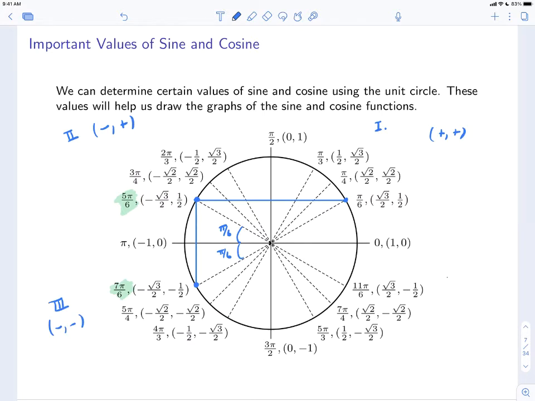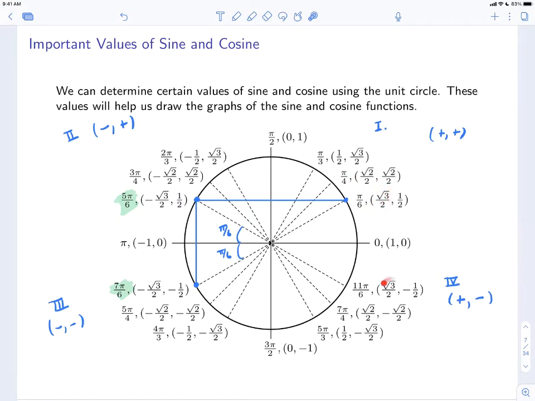Then over here in the fourth quadrant, we have positive x values and negative y values, and you can see that here. All of these x values are positive, but the y values are negative. And all of the values in the fourth quadrant are the reflection of the values in the first quadrant through the x-axis. So all of the x values stay the same.